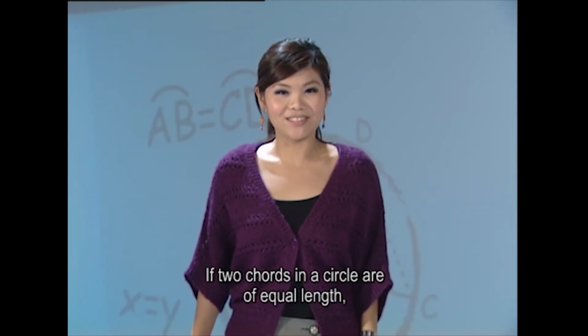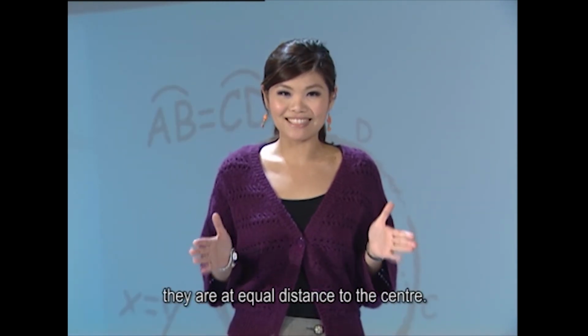If two chords in a circle are of equal length, then they are at equal distance to the center.